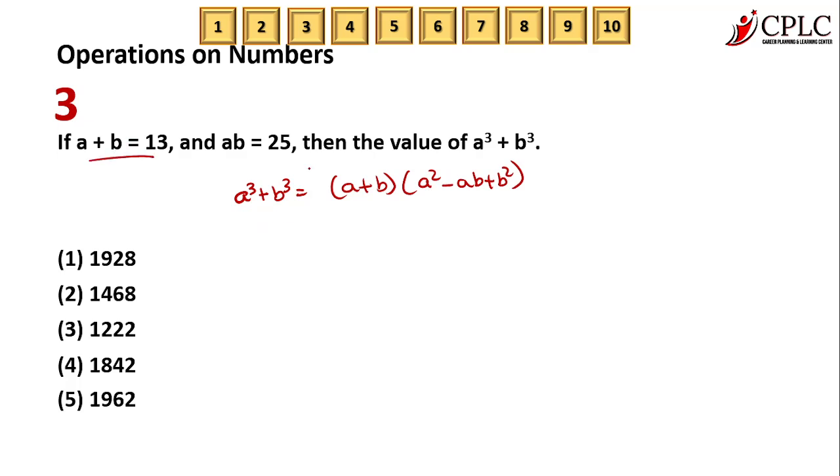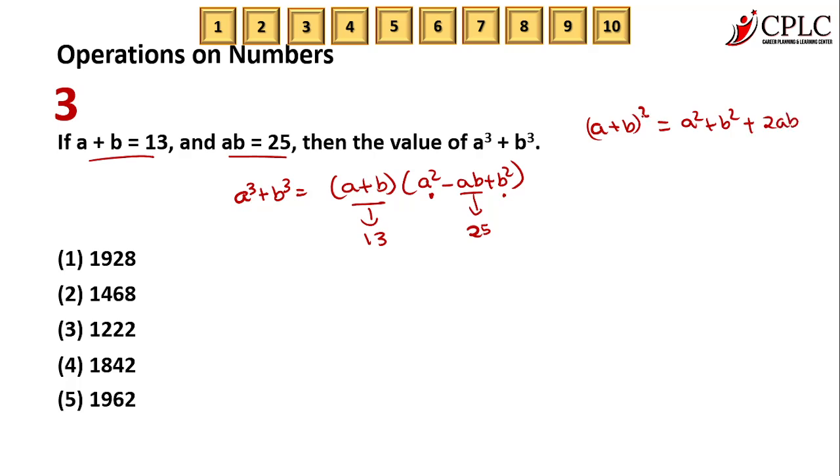So you have a plus b, which is 13, and you have ab, which is 25. But you do not have a square plus b square. How do we get this? Now, see, these are the things you have to understand. You have to know the formula for a plus b the whole square. It is a square plus b square plus 2ab.